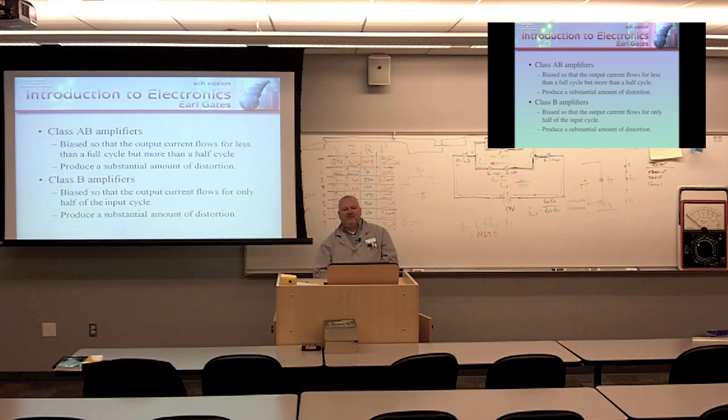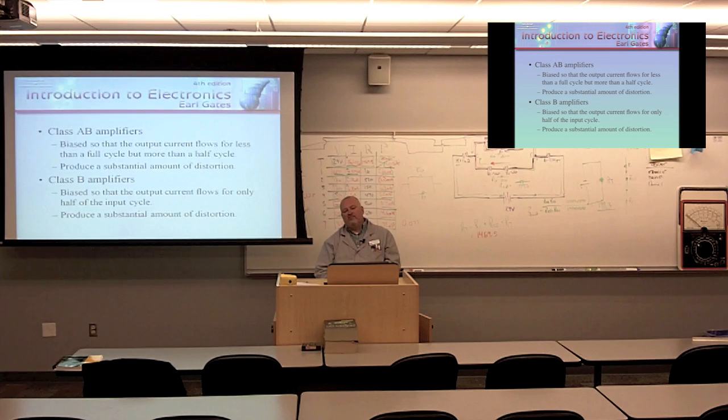Class AB amplifier is biased so that the output current flows for less than a full cycle, but more than a half cycle. So you put in a 360-degree waveform, you get out something more than half, but less than full. Because you're getting out something less than full, more than half, this is going to produce a substantial amount of distortion. You put in a nice, clean, crisp signal, you're going to get out something less than that. So it's going to produce some distortion.